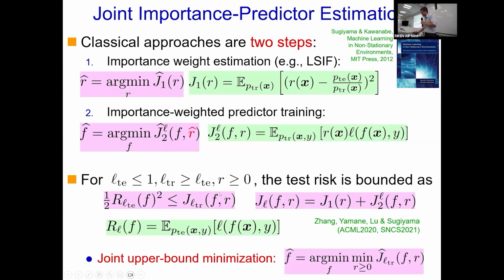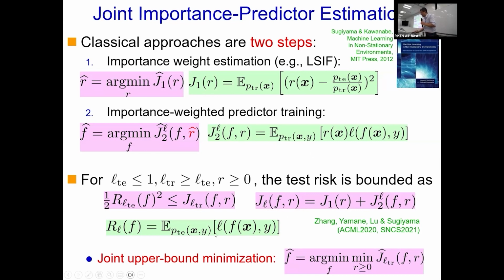So that's actually, again, quite simple. Instead of estimating the importance weight directly, we first try to have an upper bound of the test risk. So this is the test risk squared divided by 2. But this is upper bounded by some J function. And this J functional is actually a sum of these two terms, J1 plus J2. Then we propose to minimize this upper bound with respect to both the importance weight and the predictor F. So by that, we can somehow solve the two steps in a single shot.